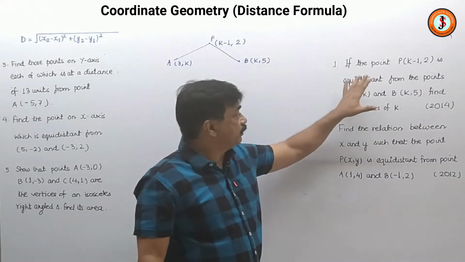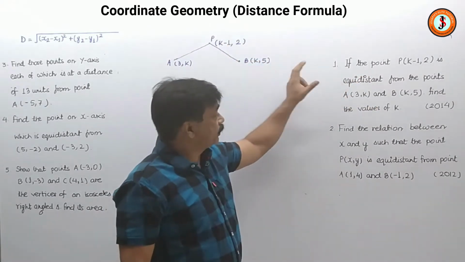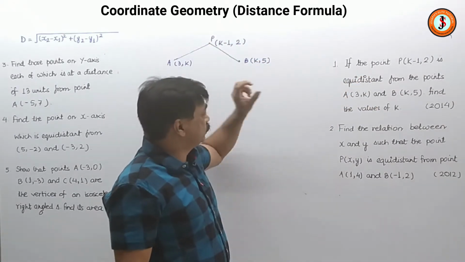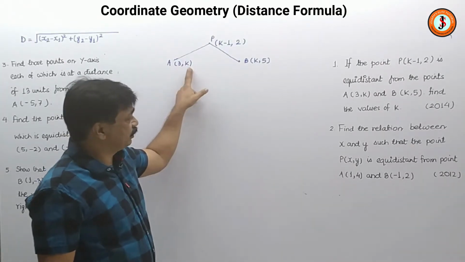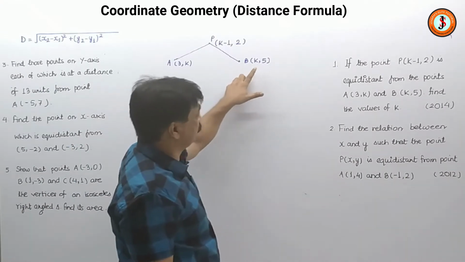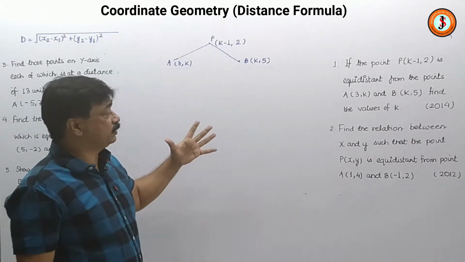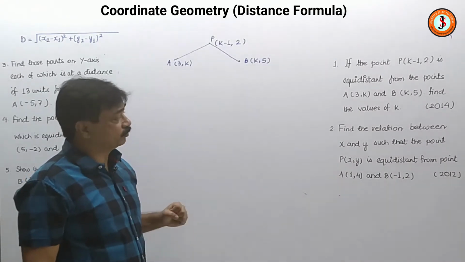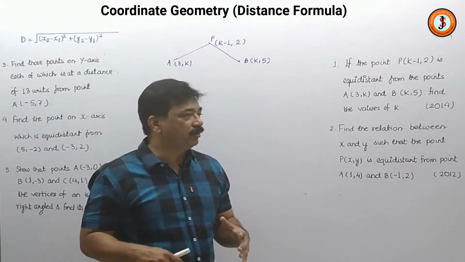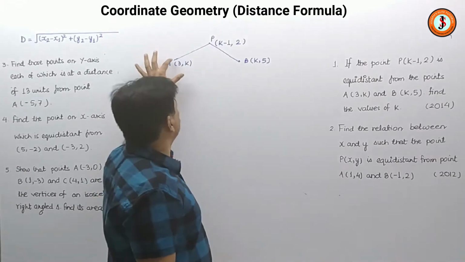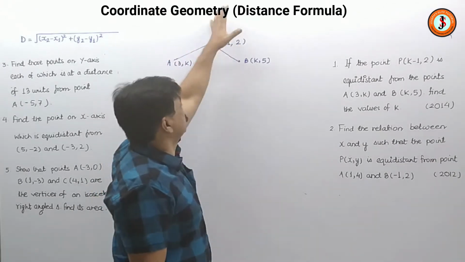If the point P, coordinates (k minus 1, 2), is equidistant from points A, coordinates (3, k), and B, (k, 5), they are equidistant. So find the values of k. Values of k are asked, so k can have two values. That means it may be possible that the points can be this way also.